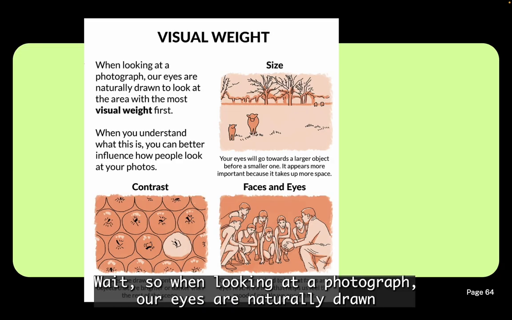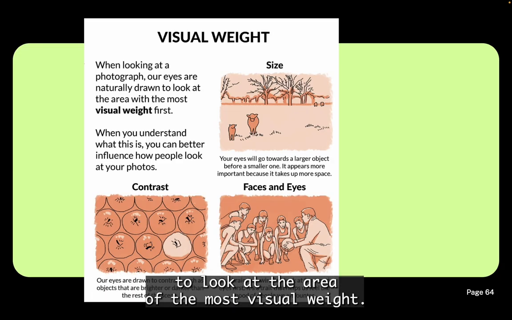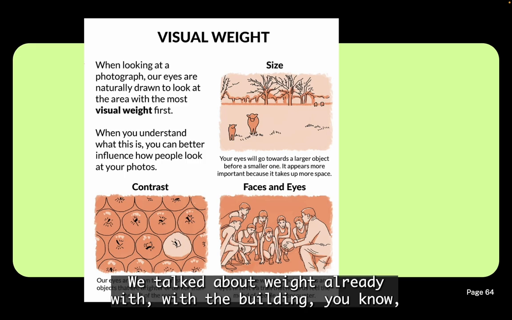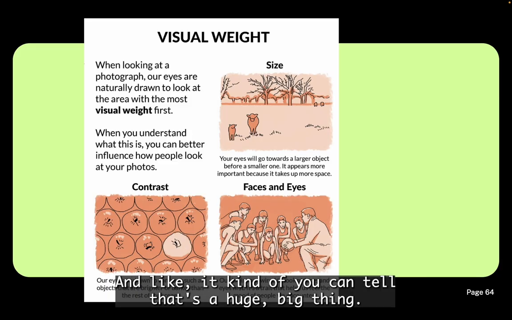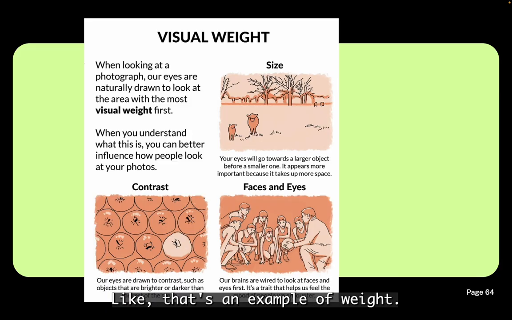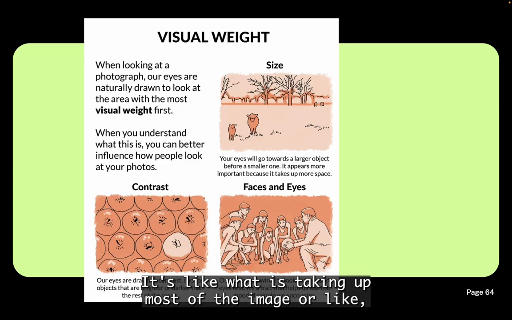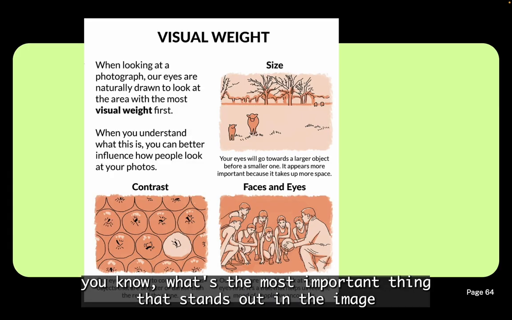So, types of visual weight. When looking at a photograph, our eyes are naturally drawn to the area of the most visual weight. We talked about weight already with the building. It's the biggest, roundest thing there, and you can tell that it's a huge, big thing. That's an example of weight. It's what is taking up most of the image, or the most important thing that stands out in the image.